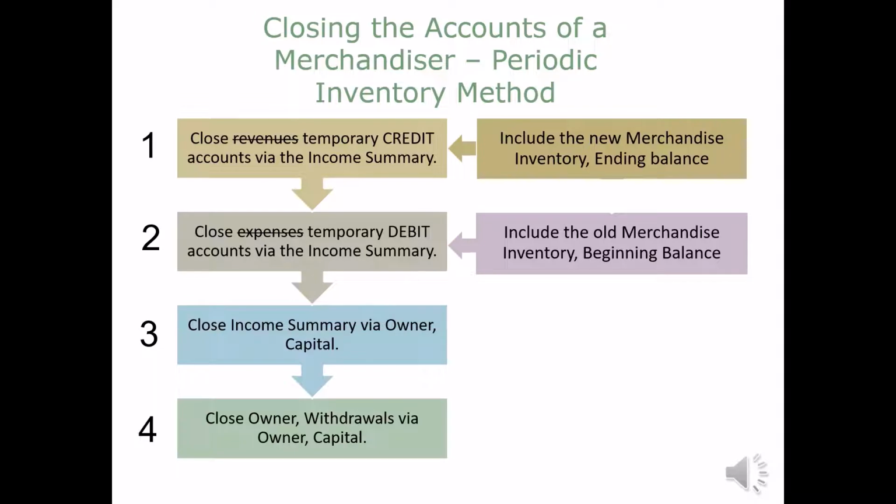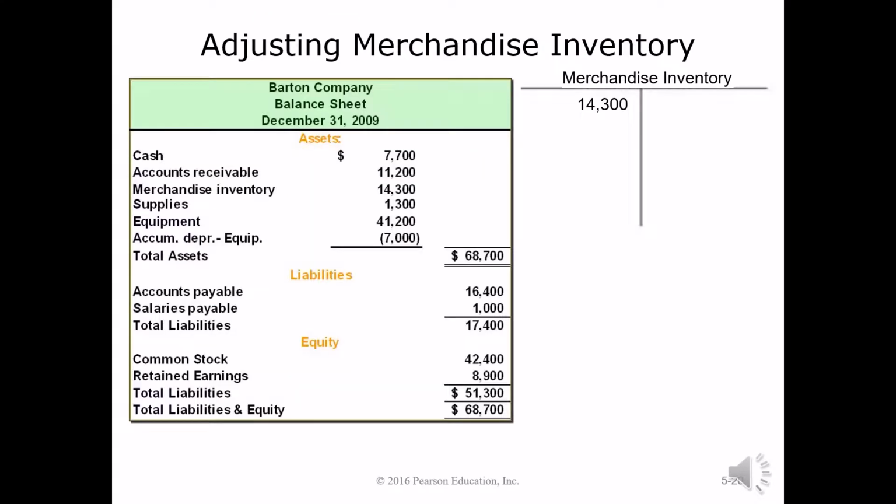Let's take a look at what we're trying to accomplish when we close out merchandise inventory at the end of a period. Here we have a balance in merchandise inventory of $14,300. We say that it's December 31, but it's the same amount as it was on December 1. We need to make our closing adjustment to merchandise inventory to have it reflect the accurate balance of what we actually have on hand to sell.